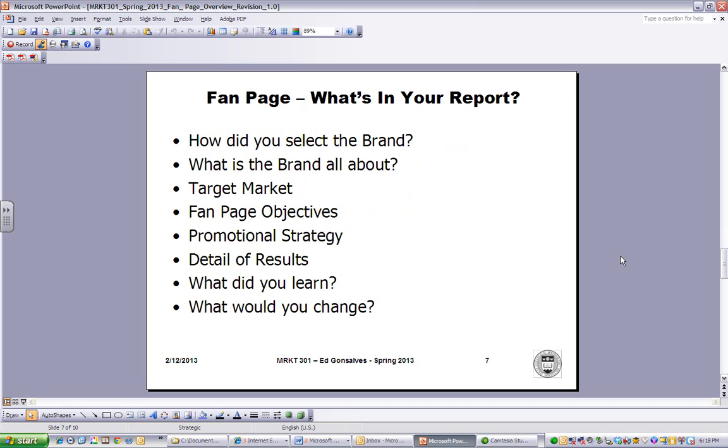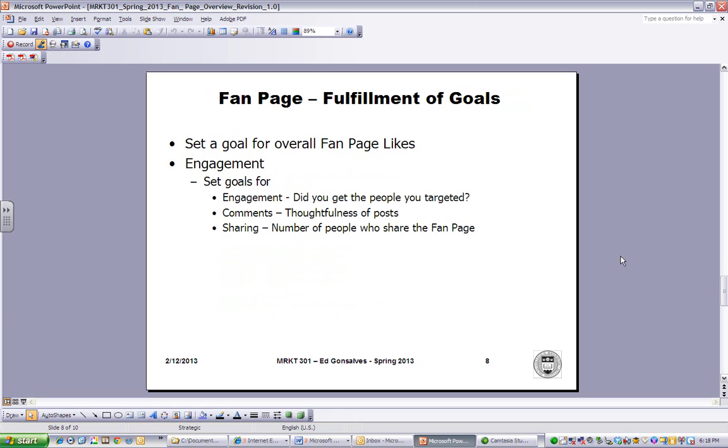What do you put in your fan page report? Well, you need to tell me how you selected your brand, what the brand is all about, who's your target market, what objectives you have for your fan page, and what kind of strategy you had to promote it. You detail the results. There are metrics on Facebook that allow you to see who's coming in and where they're coming from. What did you learn through the process, and if you could change anything about your effort after the fact, what would you do?